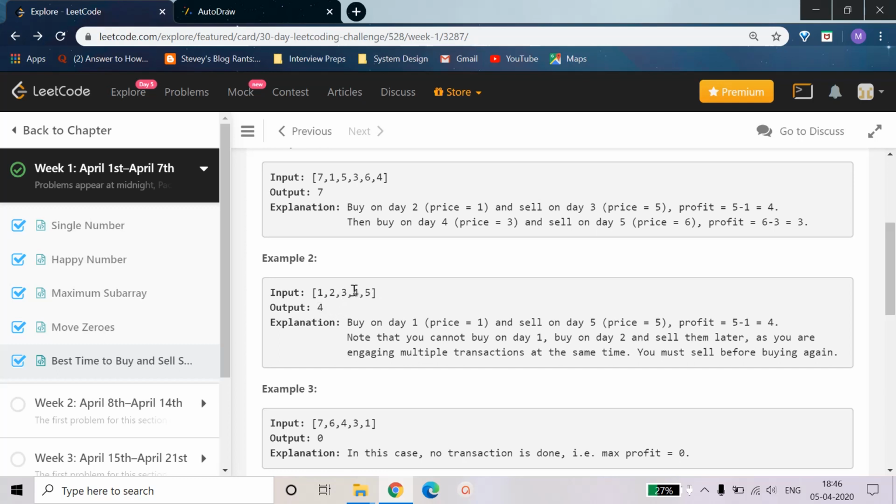For our second example, we are given an array that has prices increasing every day. So what we can do is buy on the first day itself and sell on the last day, which helps us earn a profit of 4.